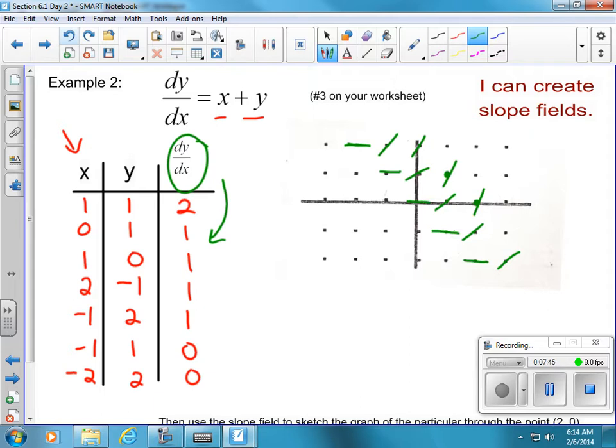Okay, so I'm kind of finding a pattern. Over here, well, let's try negative 1, 0. Negative 1, 0 gives us a negative 1. Okay, so this is a negative 1 slope, 45-degree angle. This one down here is a negative 1 slope. This entire diagonal is negative 1.